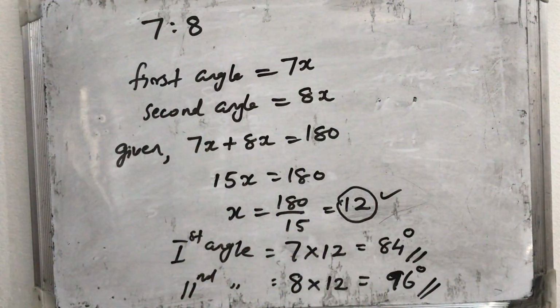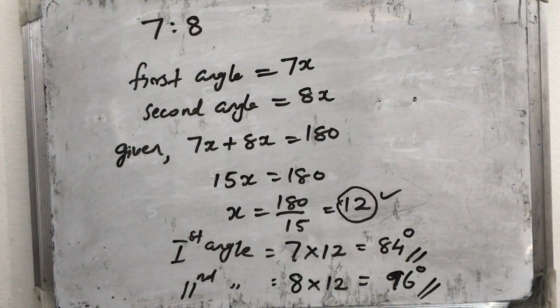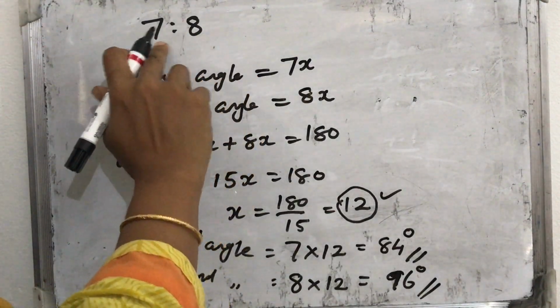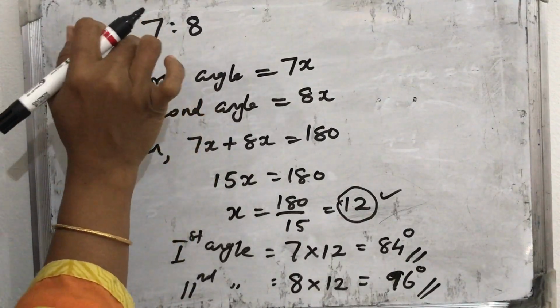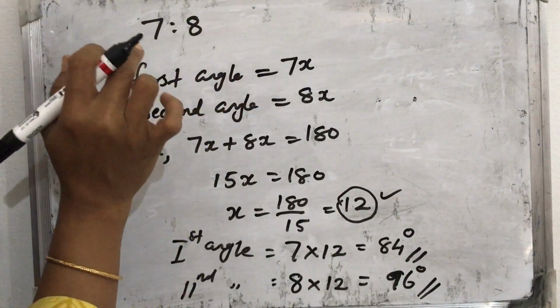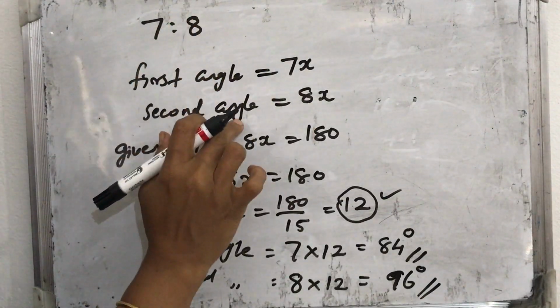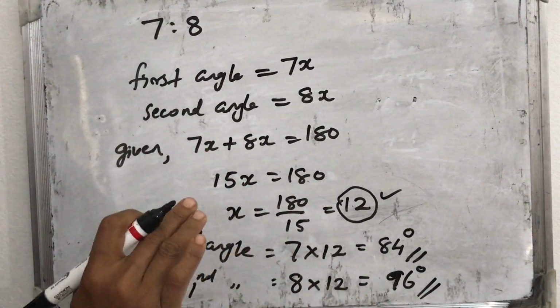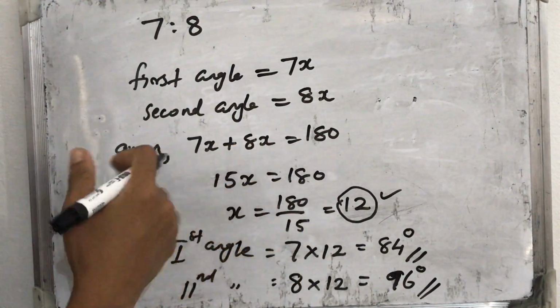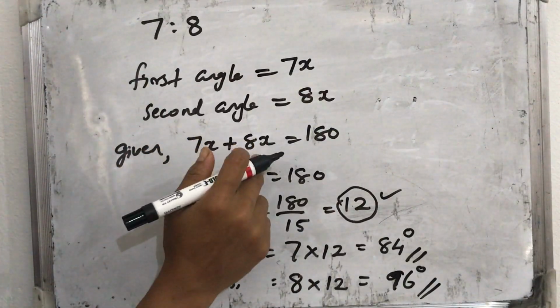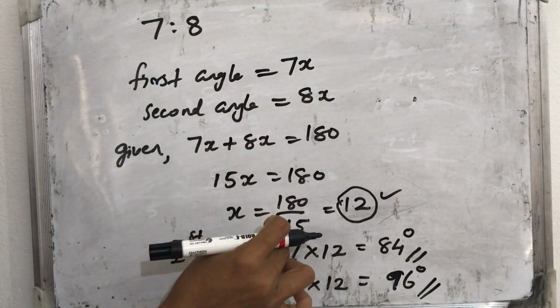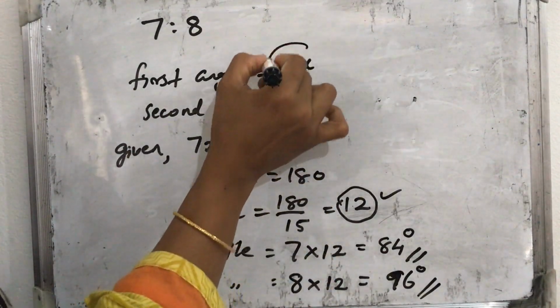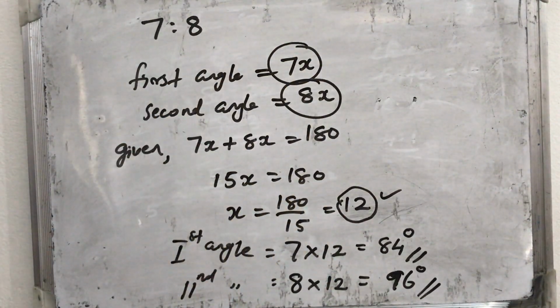So this type of question we can answer like this. If the ratio is given, then we take the quantities in connection with that ratio. Here the angles' ratio is given 7:8. So we take the first angle as 7x and the second angle as 8x. Then find what is given in the question. In this question it is given the two angles are supplementary, that means the sum of the two angles is 180 degrees. Then find the value of x, then substitute the value in the ratio. Then we will get the correct measures of the angles.